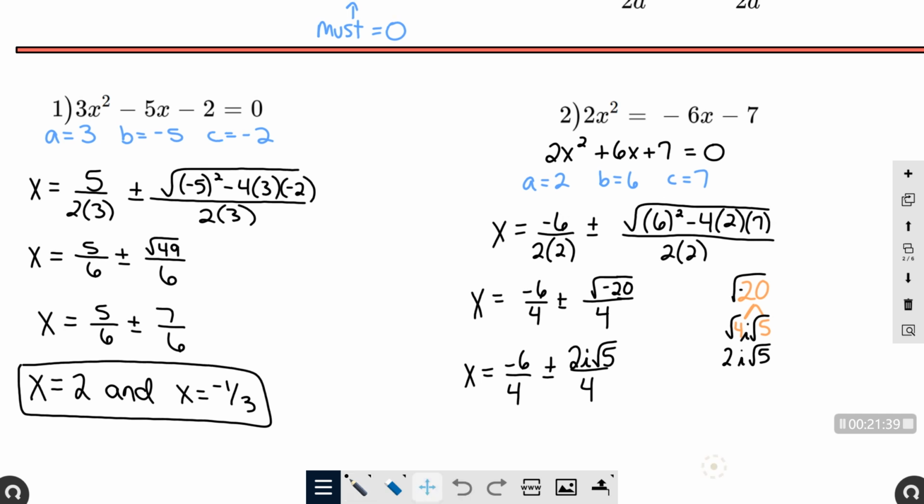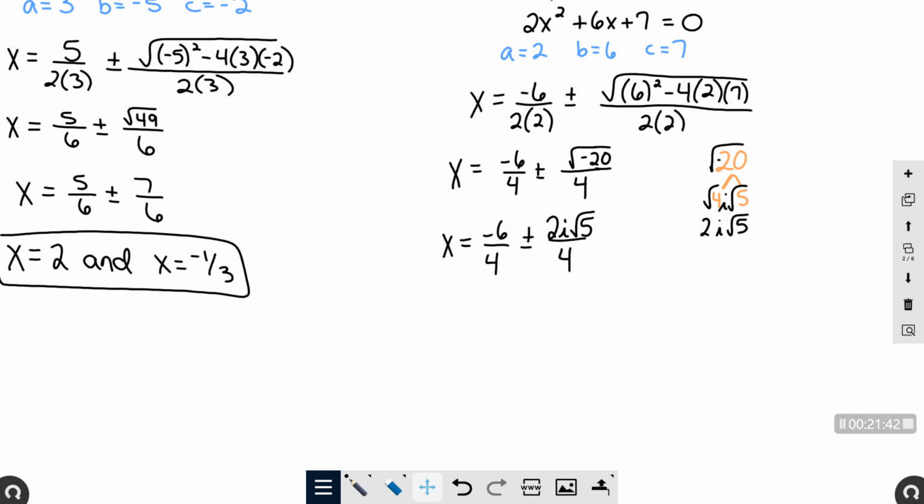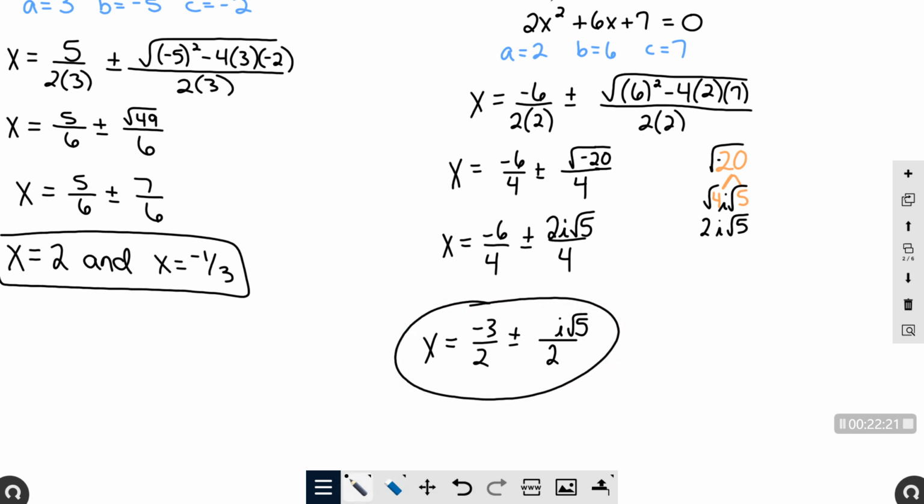Now there's one last thing that you can do with this problem, which is to simplify any fractions. So negative 6/4 could actually reduce to negative 3/2. Now, your i and square root 5 have to just stay, but you can reduce 2/4. 2/4 reduces to 1/2. You can put a 1 up there at the top, or if you leave that 1 off, then that's fine too. But you reduce the fractions from there to make sure that you have that final answer. So it's negative 3/2 plus or minus i square root 5/2.